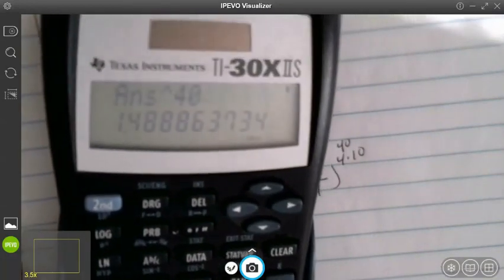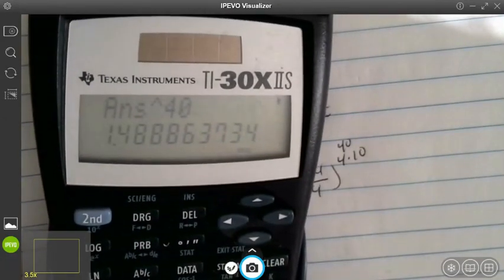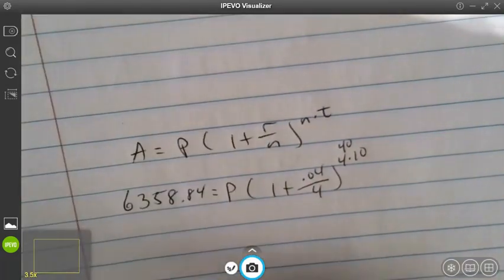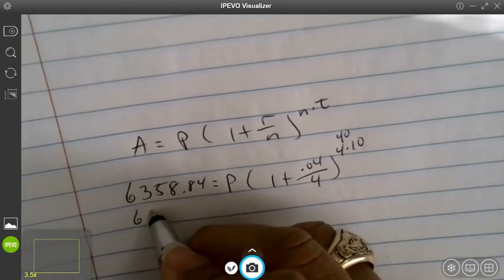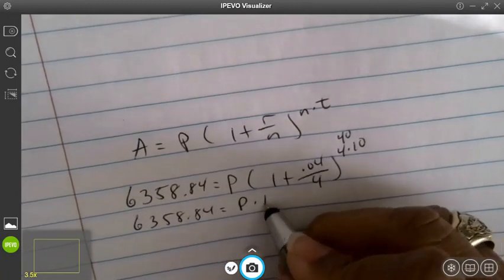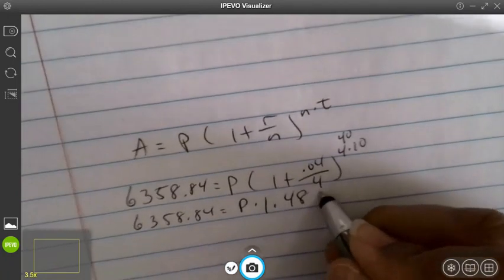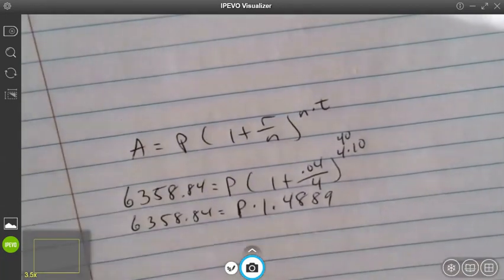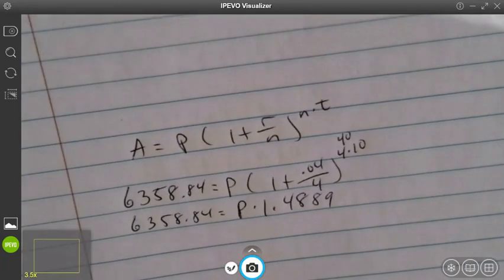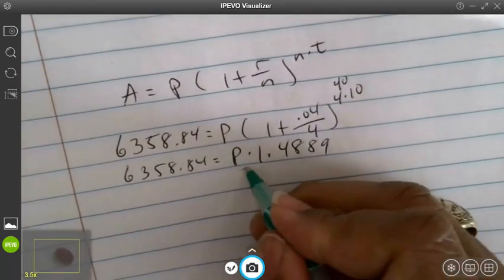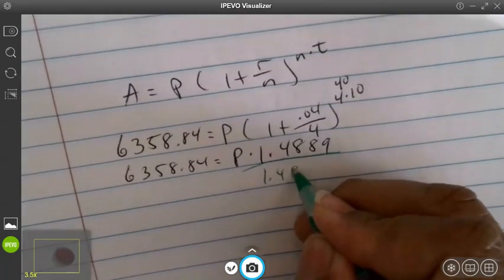It's 1.4888, but I'm going to round that up to 1.4889. So we still have to finish and solve for P. To solve for P, we need to get rid of that decimal. Remember, division is the opposite of multiplying, so I'm going to divide both sides by 1.4889.